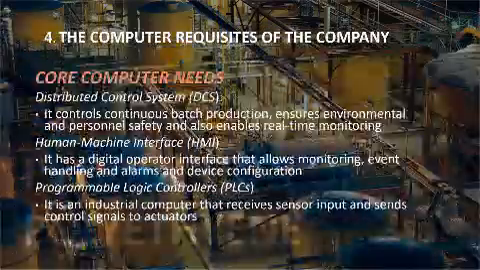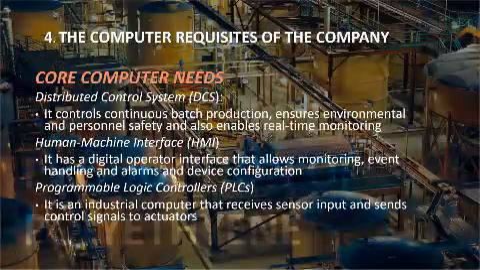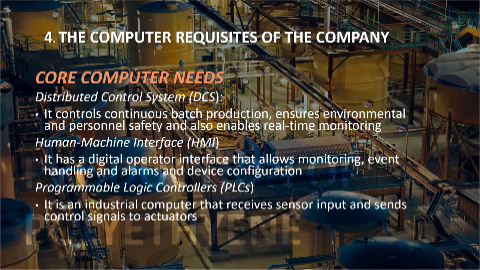Data requisites of the company, the core computer needs of the company: the distributed control system. The distributed control system controls continuous batch production while ensuring environmental and personnel safety. It also enables real-time monitoring. The company should also have a human-machine interface. It has a digital operator interface that allows monitoring events, handling alarms, and device configuration.